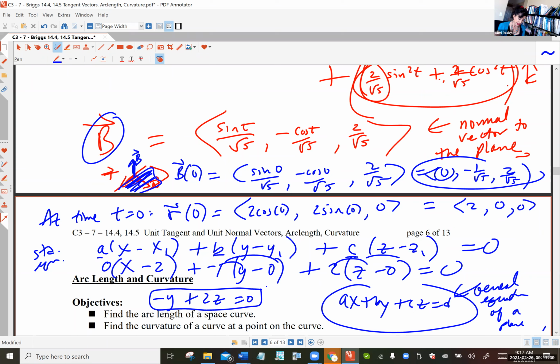Now, in the world of physics, they have a special name for this plane that contains T and N. I don't make this stuff up, I just report it, okay? It's called the osculating plane. Osculating plane. I know, weird, huh?